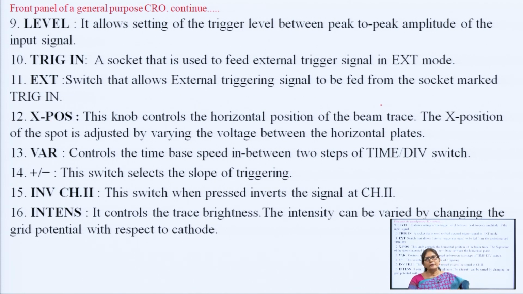Similarly, the trigger in socket is used to feed an external trigger pulse when the CRO is in external mode, then the trigger pulse is applied at the external position. Similarly, the X position knob basically controls the position of the waveform in the X direction, in the X axis.